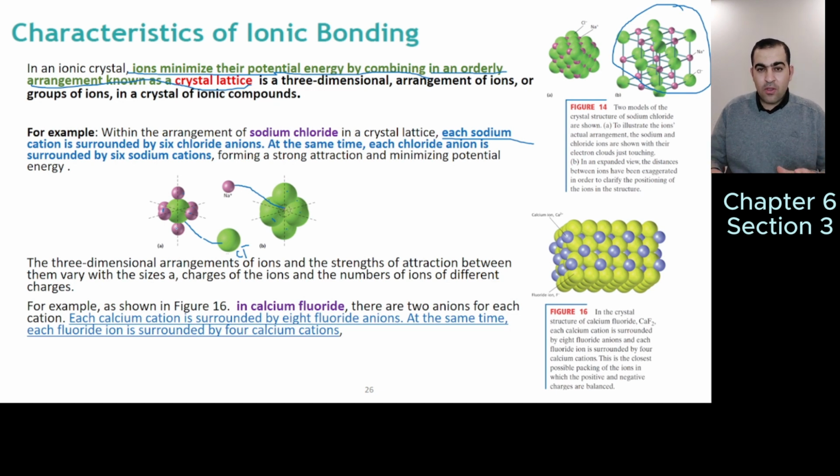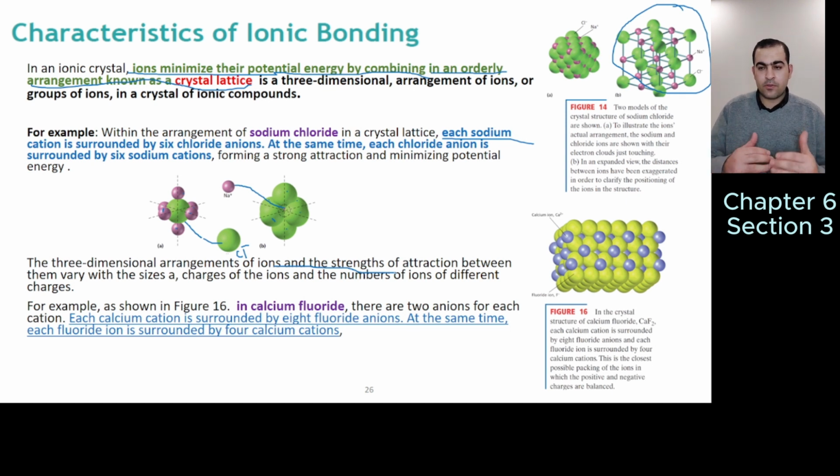This is the arrangement of ions in 3 dimensions. The 3-dimensional arrangement of sodium and chloride in sodium chloride is like that, in a crystal lattice. This arrangement is called crystal lattice. That's it. This is the arrangement of ions in a crystal. Crystal lattice is the arrangement of ions in ionic compounds. But this arrangement changes, and strengths also change.